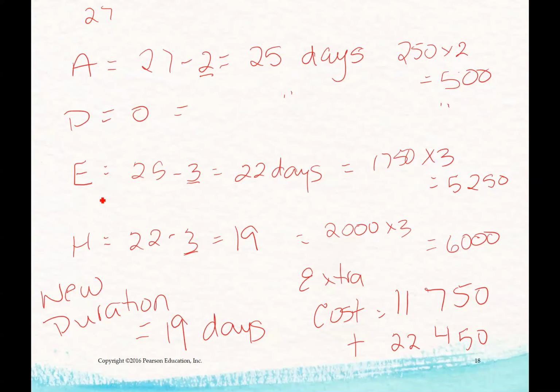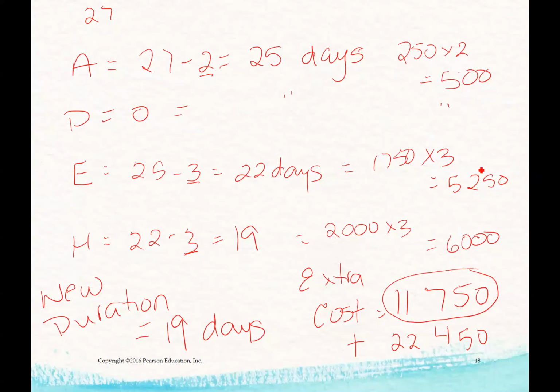Once we get to activity E, our new duration after crashing A is 25 days. Subtract the number of days that we can crash E, so now we're down to 22 days. And there's a cost for that, and it's $1,750 times 3, which is $5,250. We're now going to crash H, which is 22 again, because we know we can crash H by 3 days. 22 minus 3 is 19. And it costs $6,000. So our new duration is 19 days, and there is an extra cost, which is $11,750.